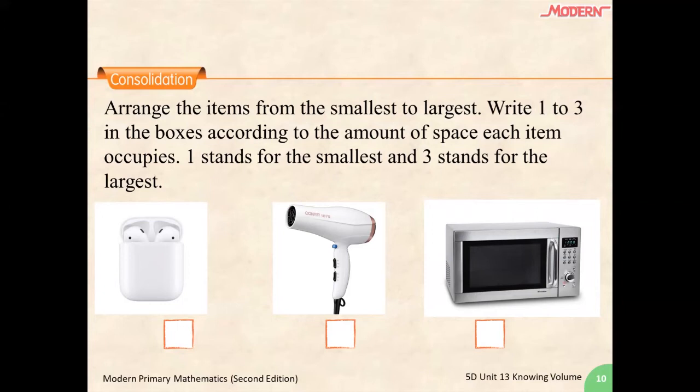So the smallest out of these 3 is the AirPod on the left. The second largest one is the hair dryer in the middle. And finally, the largest and the item which take up the most amount of space will be the microwave.